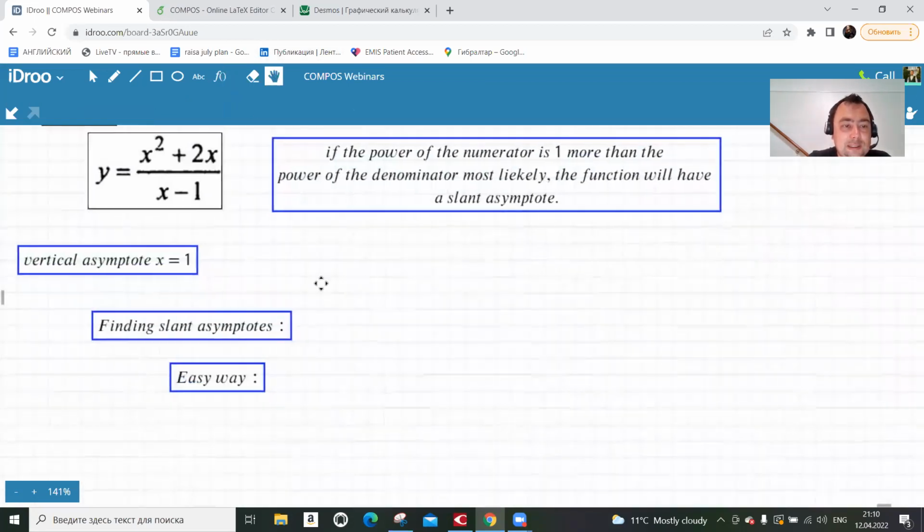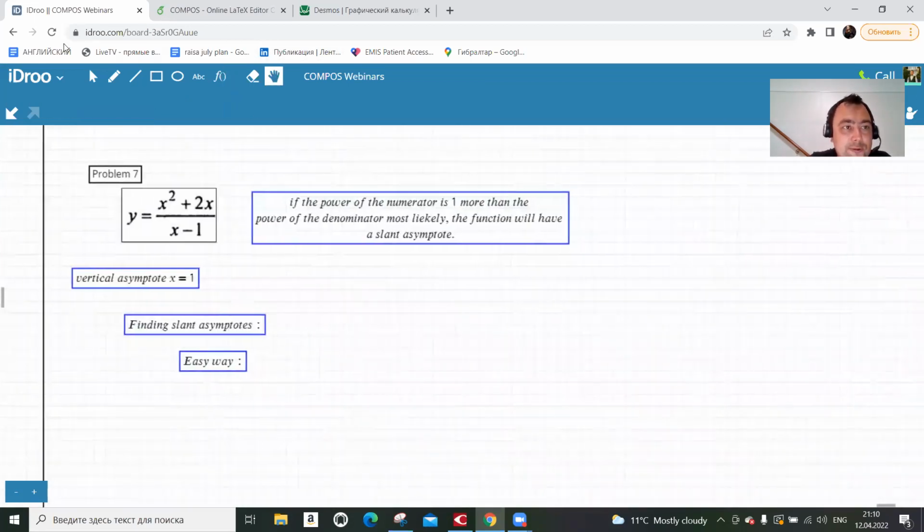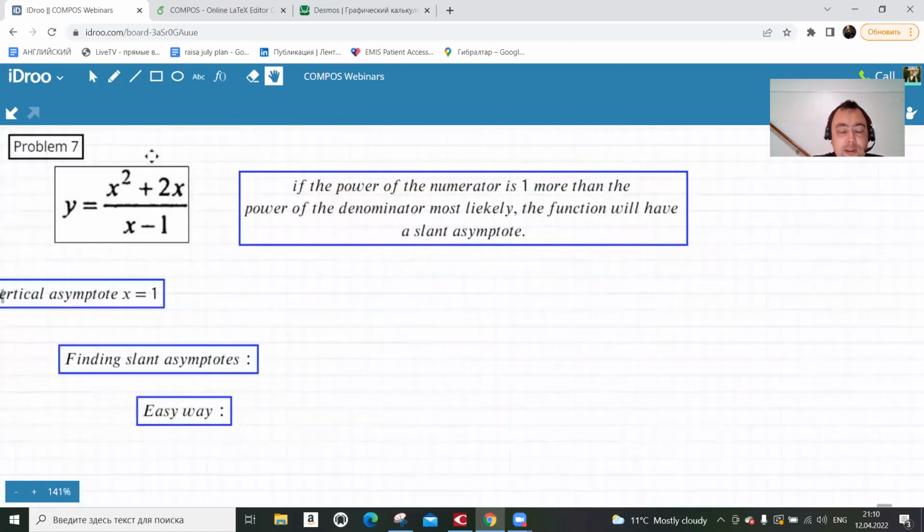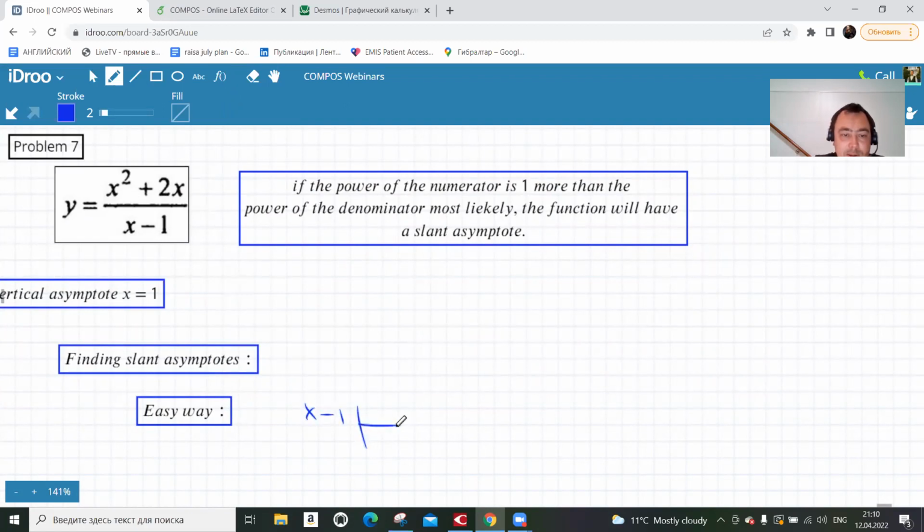The easy way of finding slant asymptotes is just divide the top by the bottom. Divide the numerator by the denominator. So x minus 1 divided into x squared plus 2x plus 0. So x goes into x squared, x times.